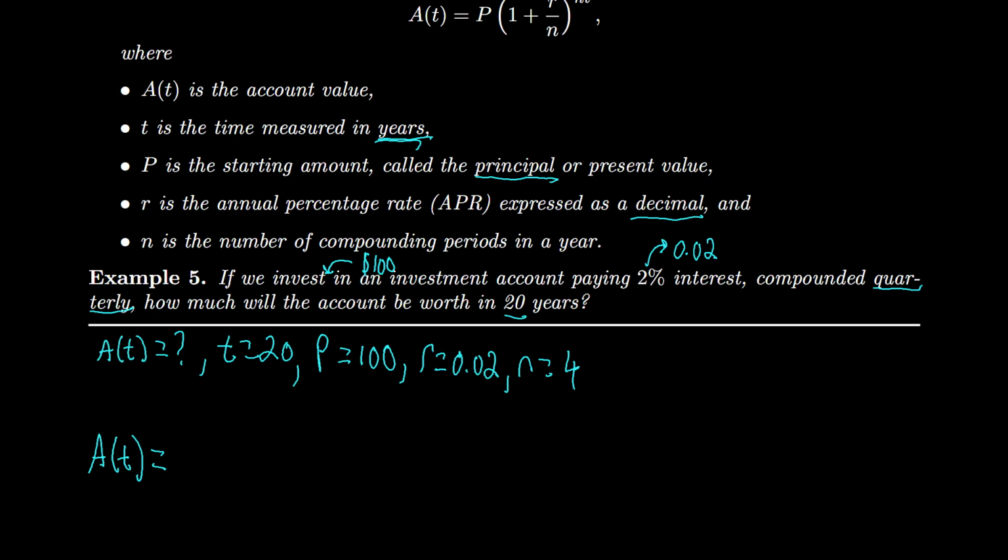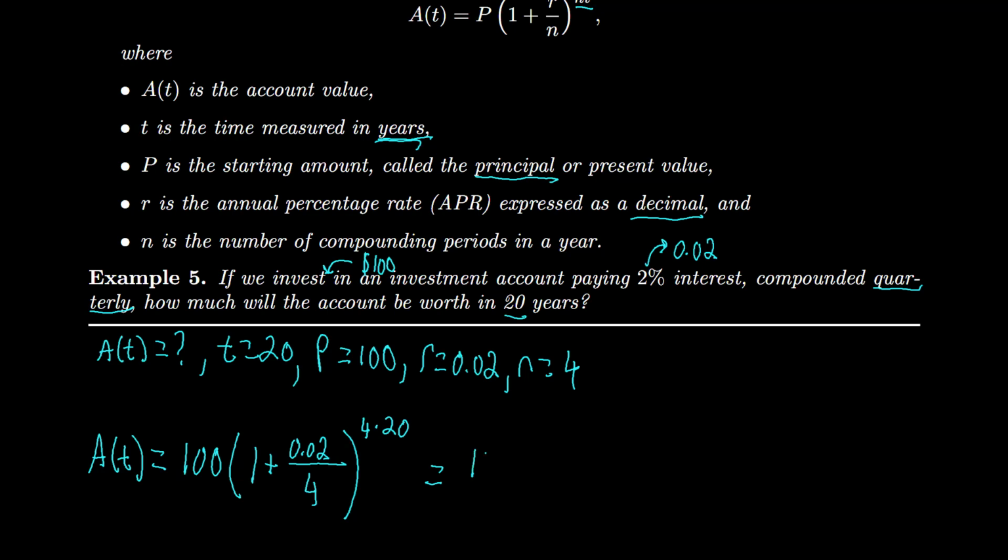So here's the formula up here, and we'll just plug everything in real easy. So it is P, which is 100, times 1 plus our rate, which was 0.02, over N, which was 4, the number of times we compounded, times, and then this part up here says N times T. So N times T is going to look like N, which was 4, times T, which is 20. So now we're just going to plug and chug and do some math here.